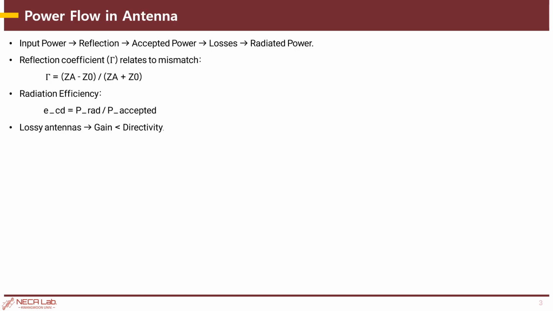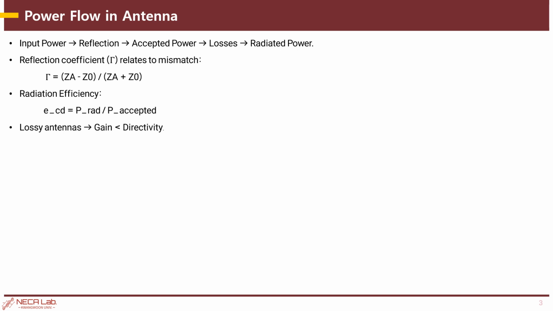Now let's understand how power flows through an antenna system. First, we begin with input power, which is the power supplied to the antenna. Some of this power is reflected back due to impedance mismatch, so it doesn't get radiated. What remains is the accepted power. But even then, not all accepted power gets radiated. Some is lost due to losses like heat or imperfect materials. The rest is radiated power, which is what we actually want for efficient antenna operation.